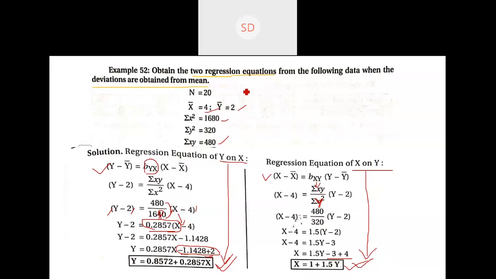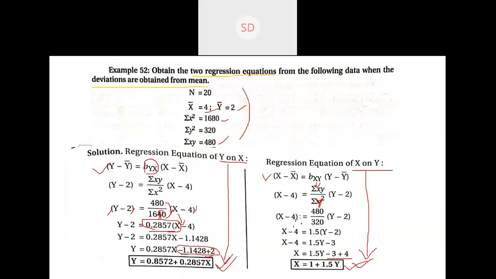So they've given us direct data. You just have to remember these two equations, regression equations of y on x and x on y, and simplify and get a simple equation. Okay, so this is your next problem.